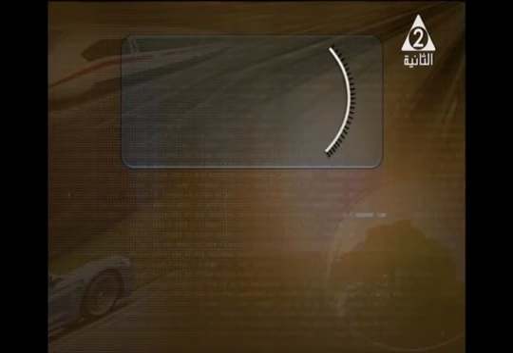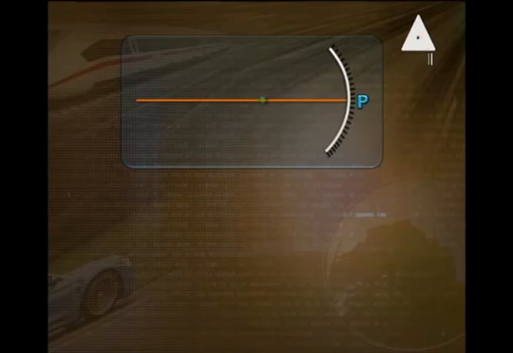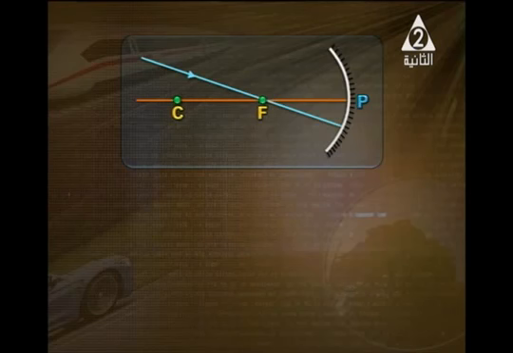Another rule. This is the concave mirror, and the principal axis has on it the center of curvature and the focus of the mirror. If the light ray passes through the focus of the mirror, it will reflect parallel to the principal axis after hitting the reflecting surface of the concave mirror.